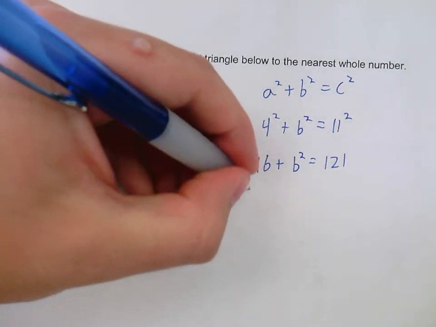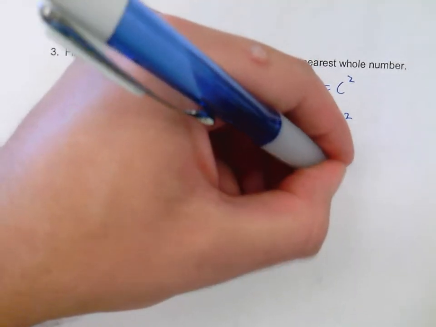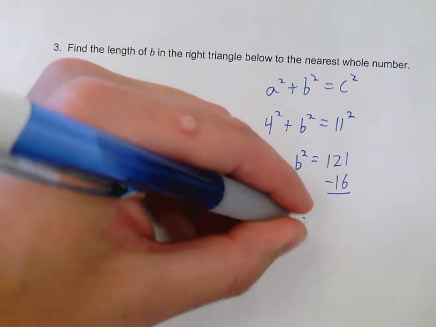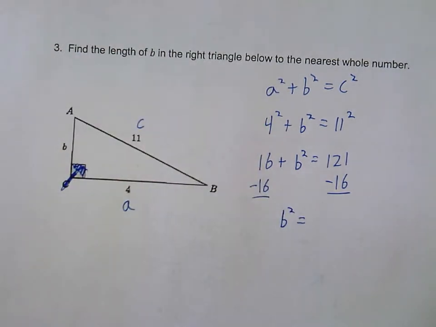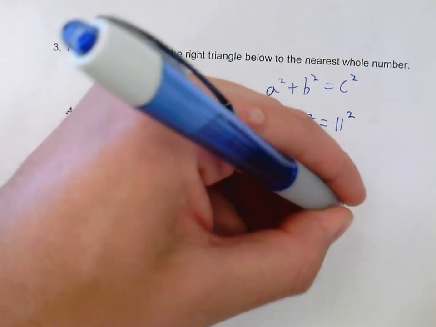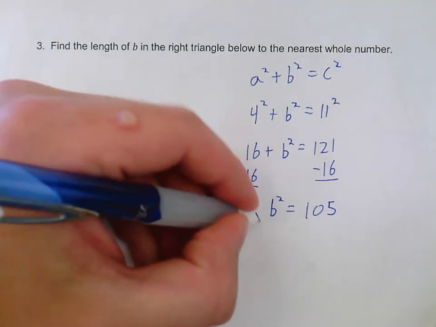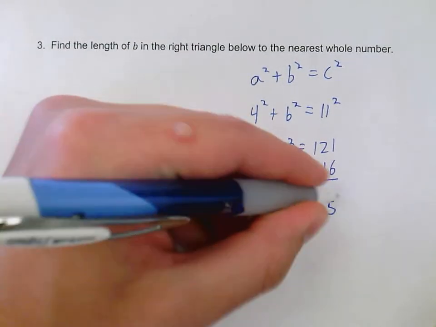Subtract 16 from both sides. b squared equals, let's see, I got to use my handy dandy calculator, 121 minus 16 equals 105. And then take the square root of 105.